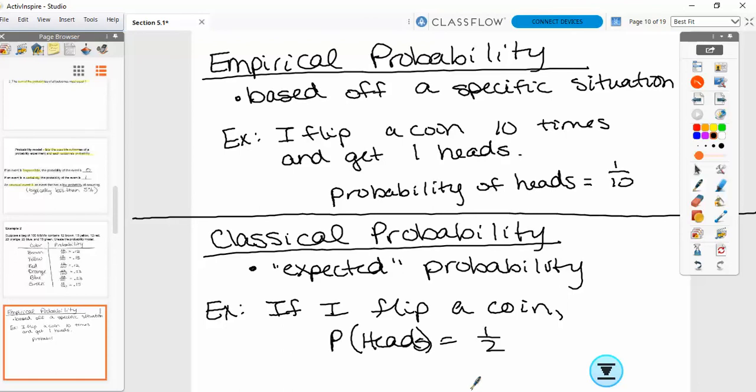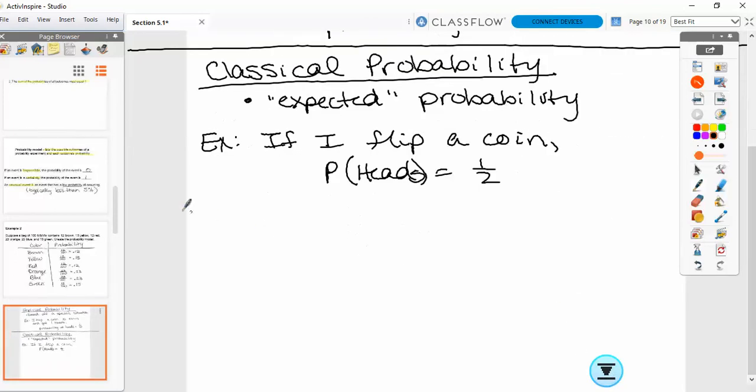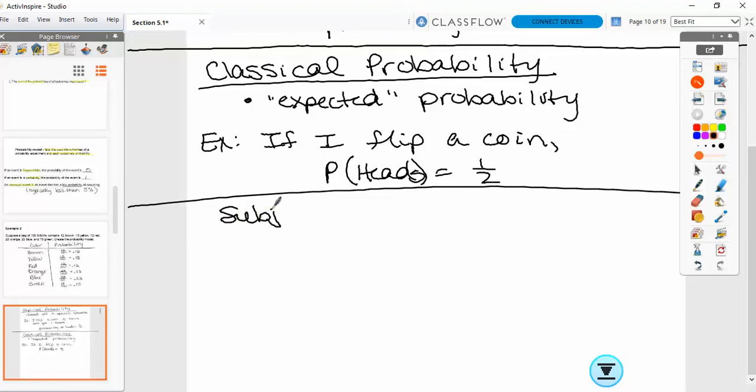So if you have real life data you're looking at, that's empirical. The final type is subjective. And that one is based on personal opinion.